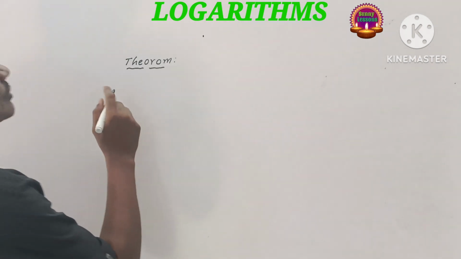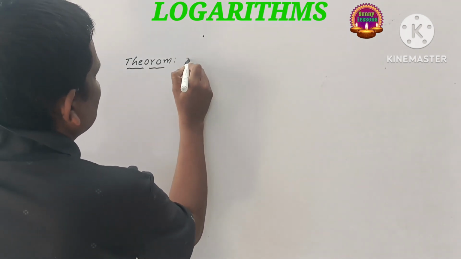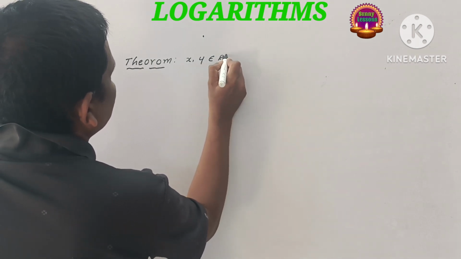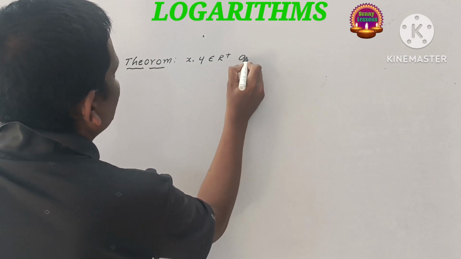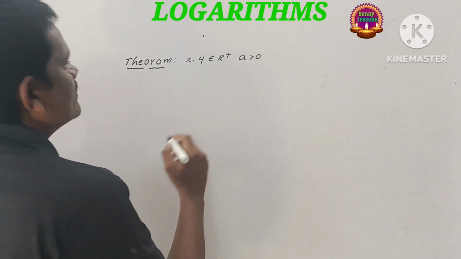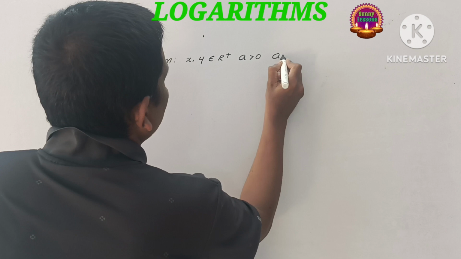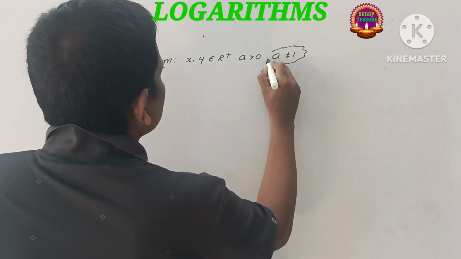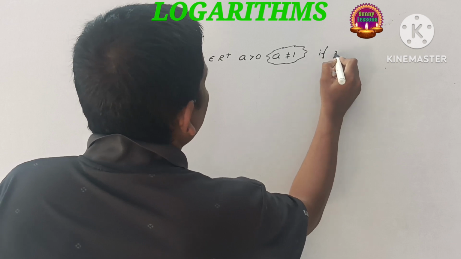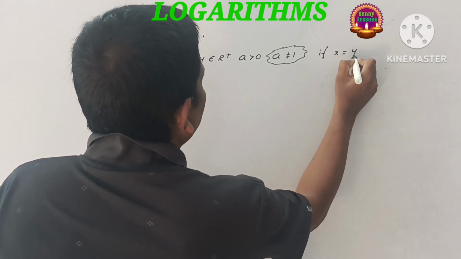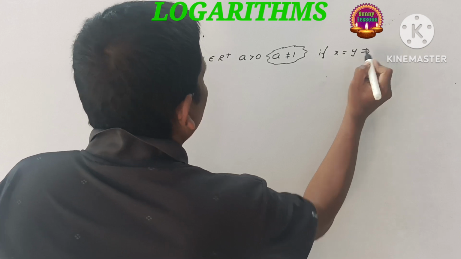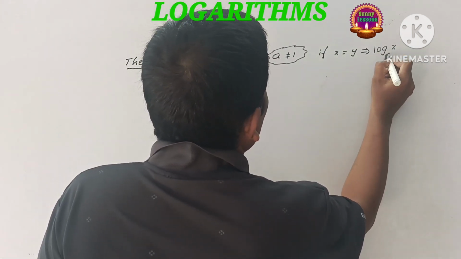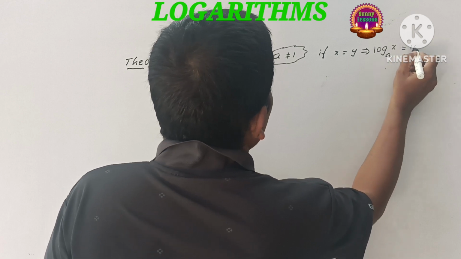First theorem. x and y are any two positive real numbers, where a is greater than 0, but here a is not equal to 1. If x is equal to y, then log x base a is equal to log y base a.